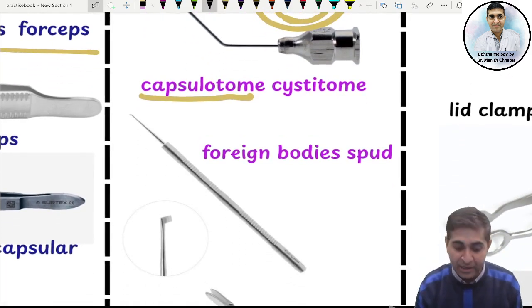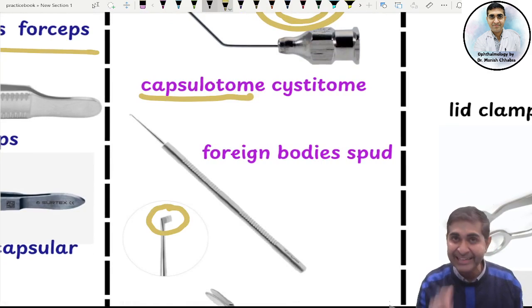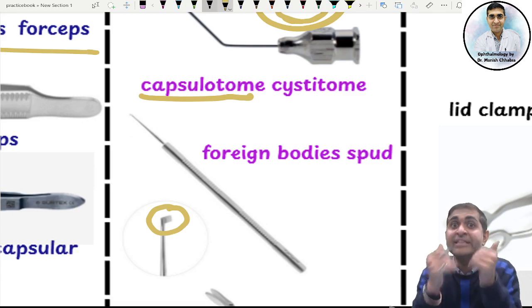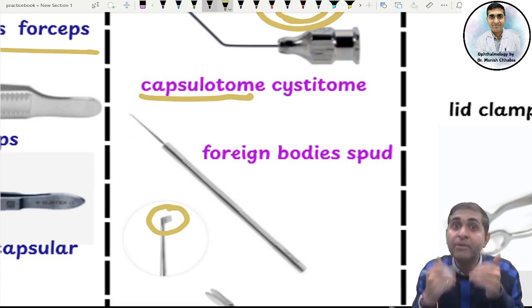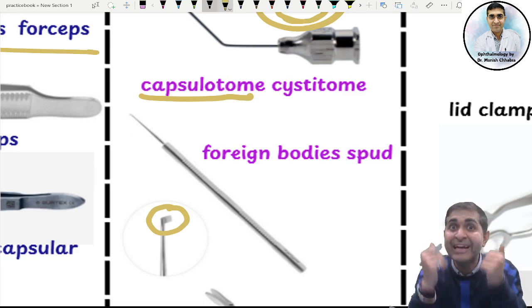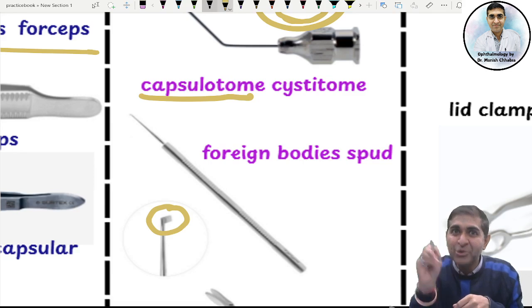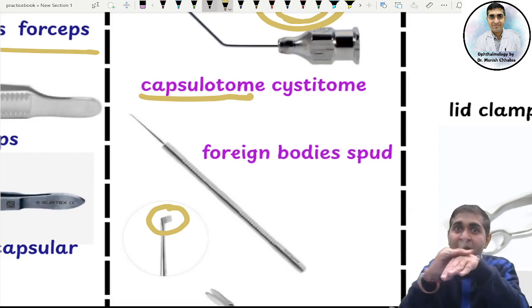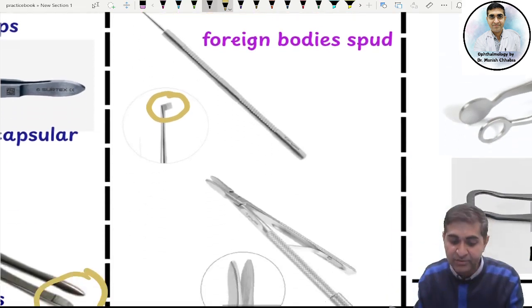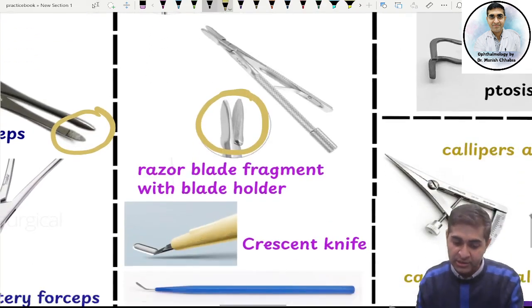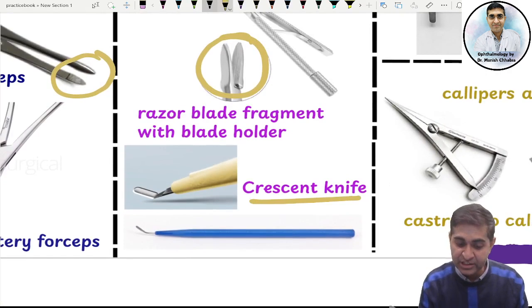Then the foreign body spud, you can see that there is a small tip. You put it on the cornea while doing surgery or while examining the eye in the OT. If the patient is complaining of something getting into the eye, there is a spud, it is like a brush, you actually put it on the cornea and try to remove the foreign body over the cornea, maybe a sand particle, maybe a dust particle, which is constantly irritating the patient. Okay, then there is the blade holder. Yes, crescent knife.